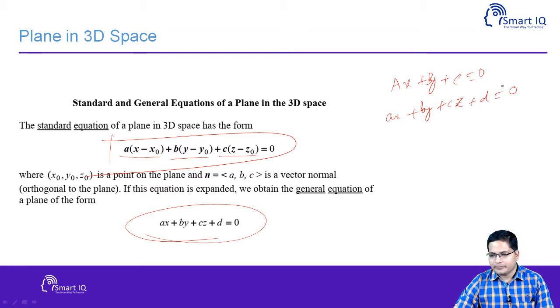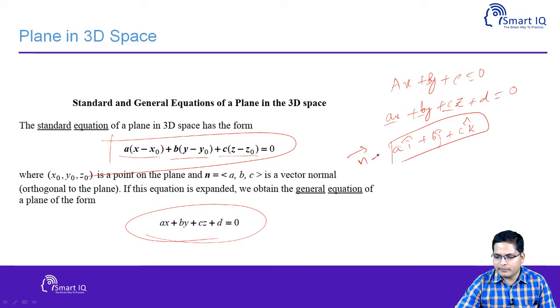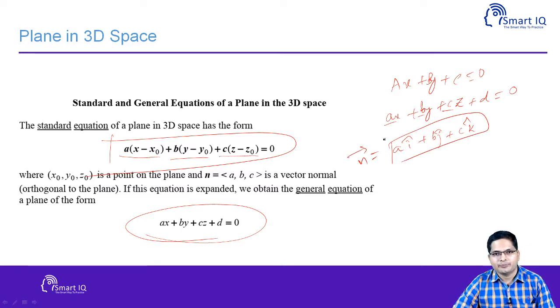But what is the importance of these coefficients of x, y, z: a, b, c? This vector a i cap plus b j cap plus c k cap is actually the normal vector to the plane. This is very important. Every plane has a unique direction of the normal vector.